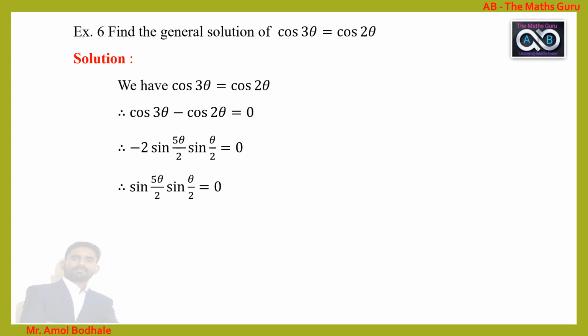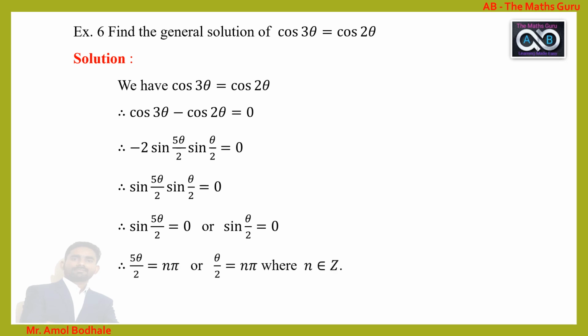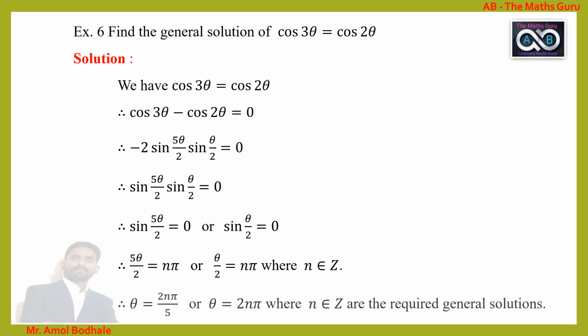So the product of two terms is 0 here. That means either the first term is 0 or the second term is 0. Therefore sine of 5 theta upon 2 equal to 0 or sine of theta by 2 equal to 0. We know the property that if sine of theta equal to 0, then theta should be n pi. So therefore 5 theta by 2 should be n pi. Similarly theta by 2 should be n pi. If we take this 2 to the other side, we will get theta equal to 2 n pi upon 5. Similarly theta equal to 2 n pi. So therefore theta equal to 2 n pi upon 5 or theta equal to 2 n pi, where n belongs to Z, are the required general solution.